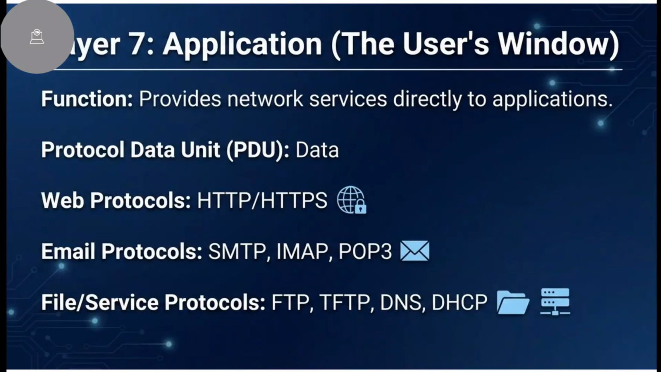Layer 7 is the application layer, "away" in our analogy. Finally, we reach the top layer. This layer serves as a direct window for users and application processes to access the network services. While it doesn't represent the software application itself, like Google Chrome, it includes the communication protocols those applications rely on, such as HTTP for web browsing, FTP for file transfer, and SMTP for email.